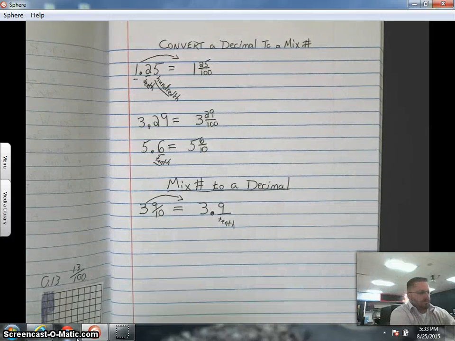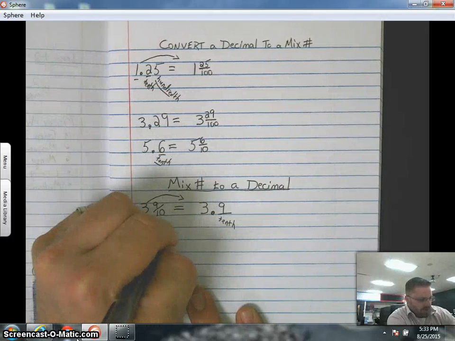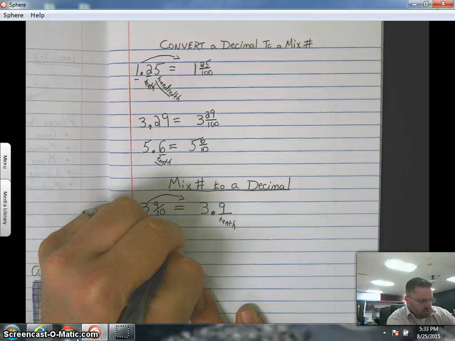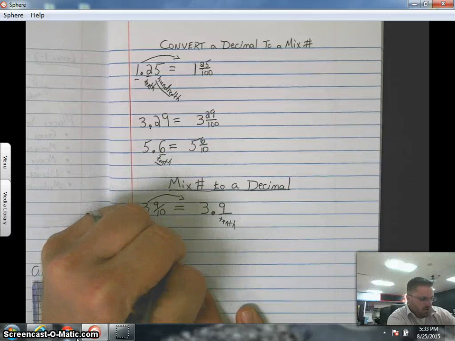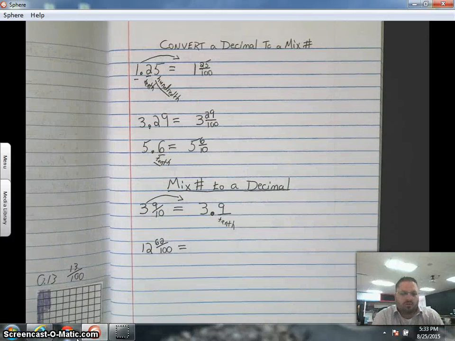We'll try another one. 12 and 62 over 100, which is like 12 and 62 hundredths.